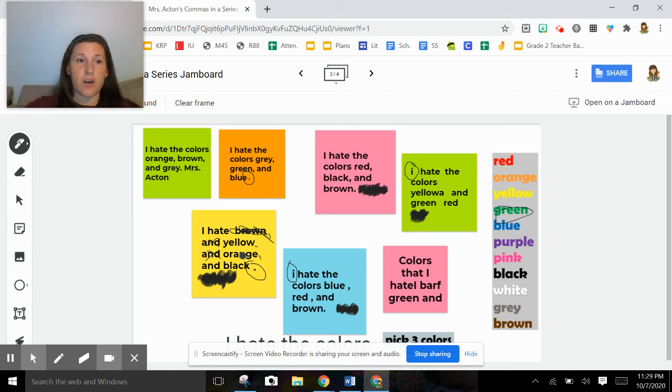And all of this stuff has been taught to you. Capitalizing the beginning of a sentence and putting a period at the end, that is first grade stuff. Following directions, that is kindergarten and first grade stuff. Pick 3 colors is the directions. Commas in a series, the 1, comma, 2, comma, and 3. That is new learning. But I taught you how to do it.